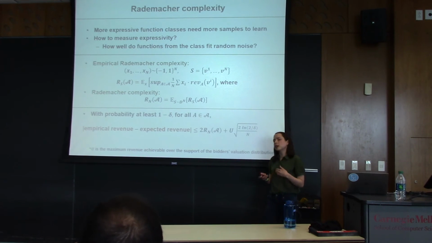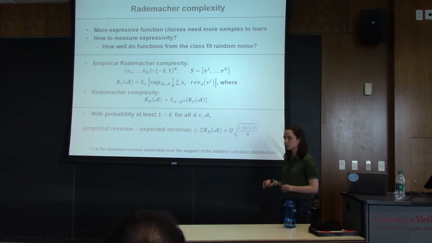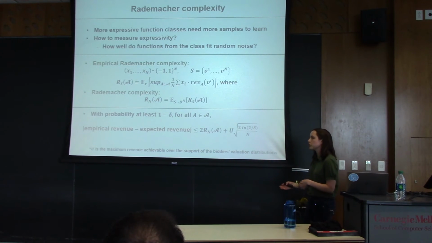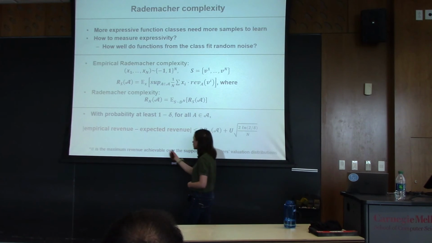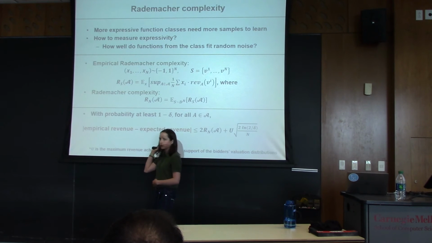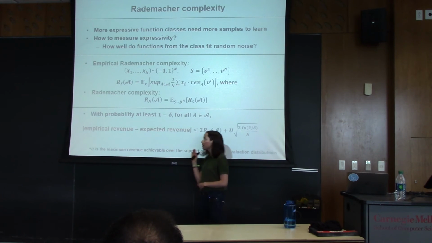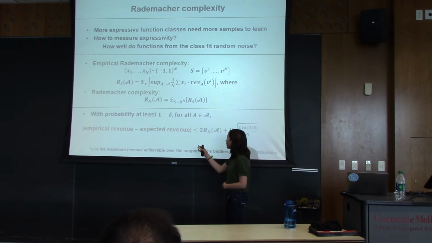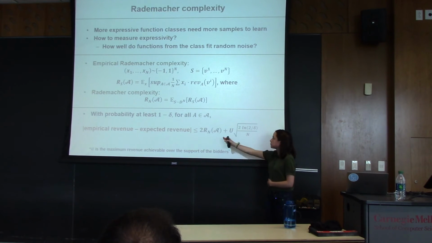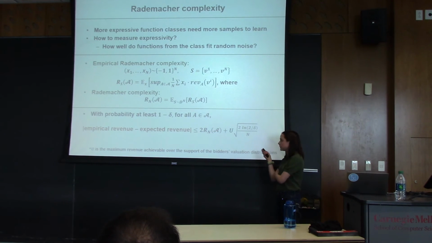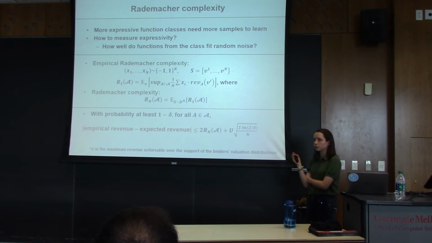This allows us to prove strong sample complexity bounds. For example, with high probability, we can ensure that the empirical revenue is going to be close to the expected revenue of any auction in the class. In fact, it's going to be bounded by this right-hand side. I can make this right-hand side as small as I want by increasing n, so long as the Rademacher complexity of the class is not too large. I can just set it less than epsilon and then solve for n.